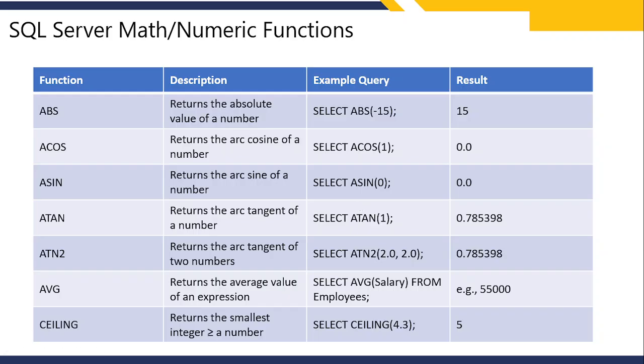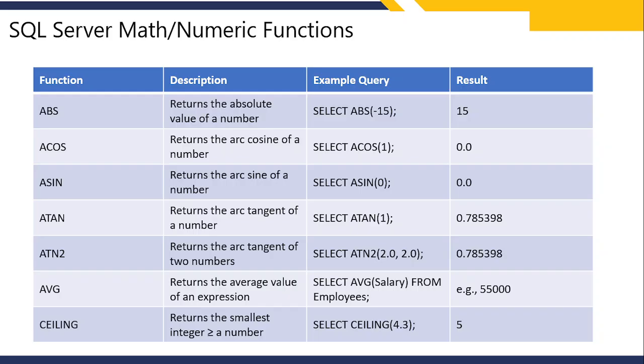Let us look into the math or the numeric functions. The first function is absolute. It will return the absolute value of a number. So absolute value of minus 15 will give me 15.